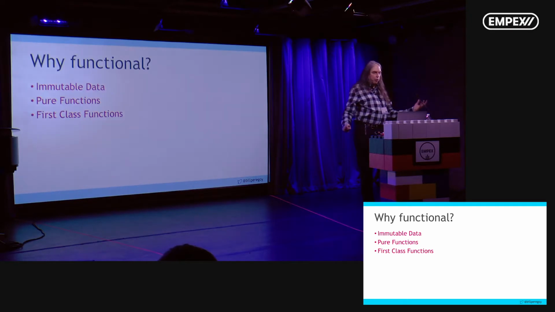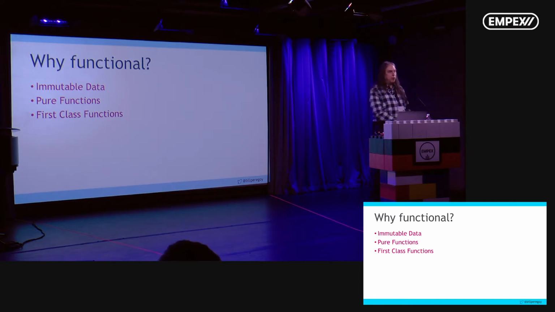So let's start off with a little bit of review. What makes functional programming functional? There's probably some disagreement on this, but for me, it's immutable data, pure functions, and functions being first class. And that's what most of this talk applies: using first-class functions to make things work better.